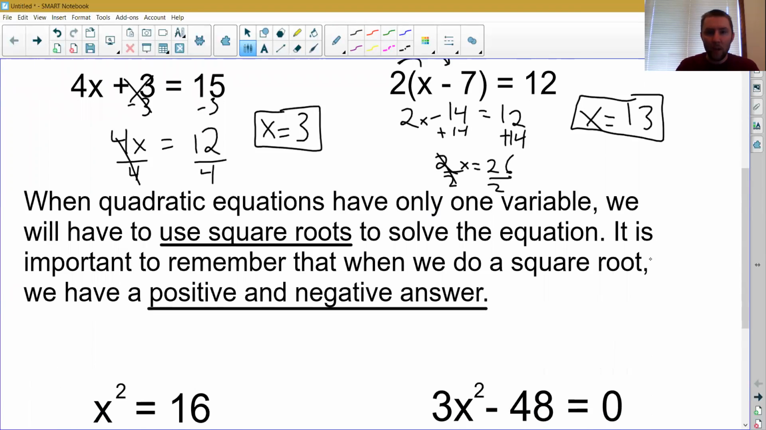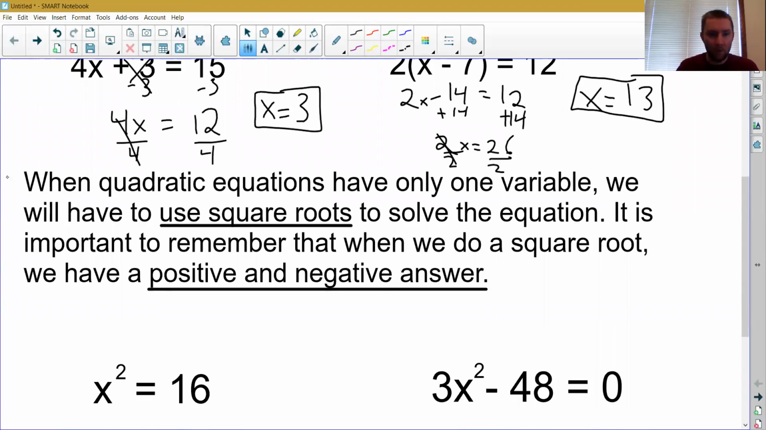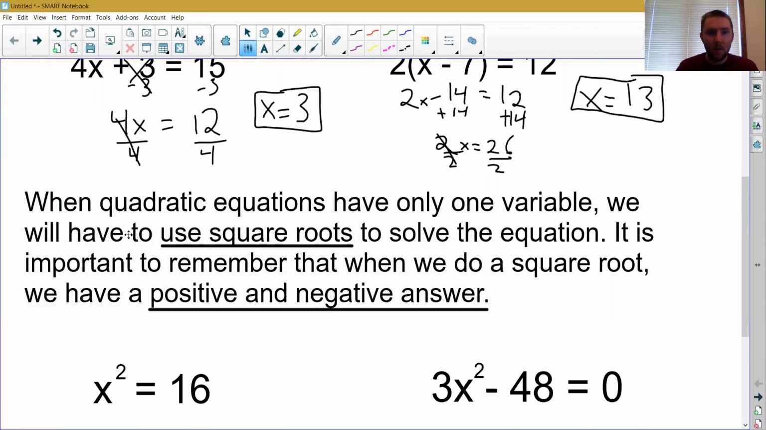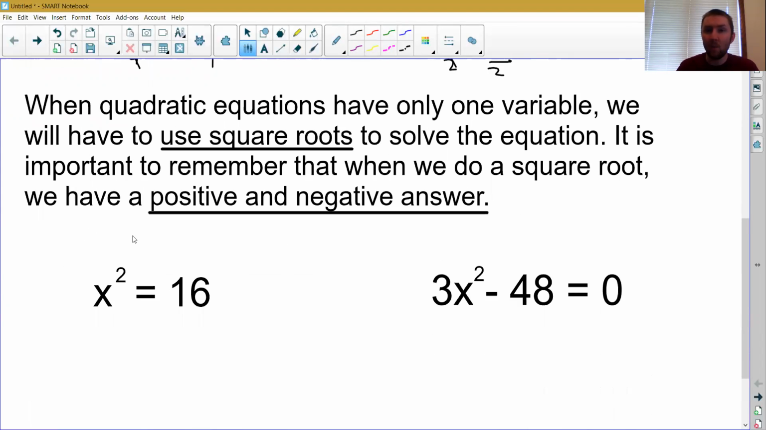When quadratic equations have only that one variable, we are going to use exactly the same strategy, okay? But one of our steps is going to be to square root both sides of our equation in order to find our solutions, or in order to solve the equation, okay? Because when we have an equation like this, right, here it says x squared, okay? x squared is equal to 16. And I really want to know what is x equal to, right? What is x equal to?